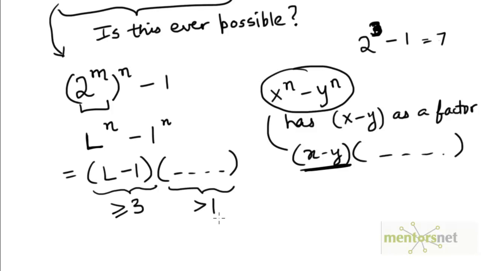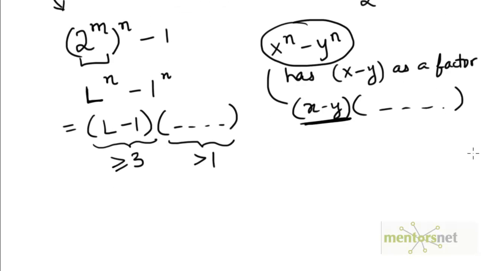Now you may ask, why should this value be greater than 1? Well, let's assume that it's equal to 1. If it was equal to 1, and let's say L was 4, then this would be 3 times 1, which is 3. Is it ever possible that 4 to the power some number that's greater than 1, minus 1, could be equal to 3? That's not possible, because the least possible value that n can take is 2. And 4 squared would be 16. 16 minus 1 is 15. So if this value is 3, this value cannot be equal to 1. It must be some number significantly larger than 1.